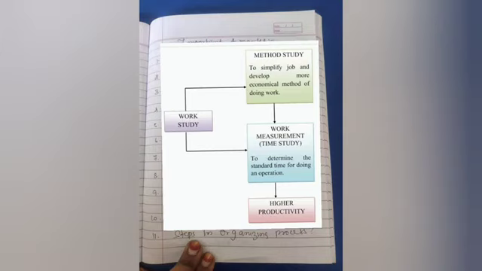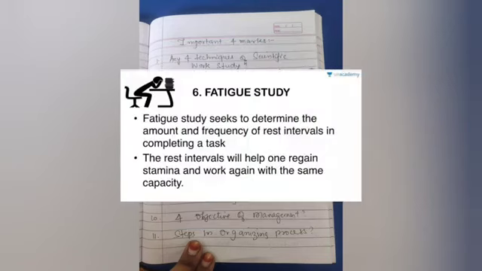So first of all, method study means to simplify the job and develop a proper method. After that, time study is to determine the standard time for doing the operation. And now we'll discuss the fatigue study. Fatigue study seeks to determine the frequency of rest intervals which is needed to complete a task.